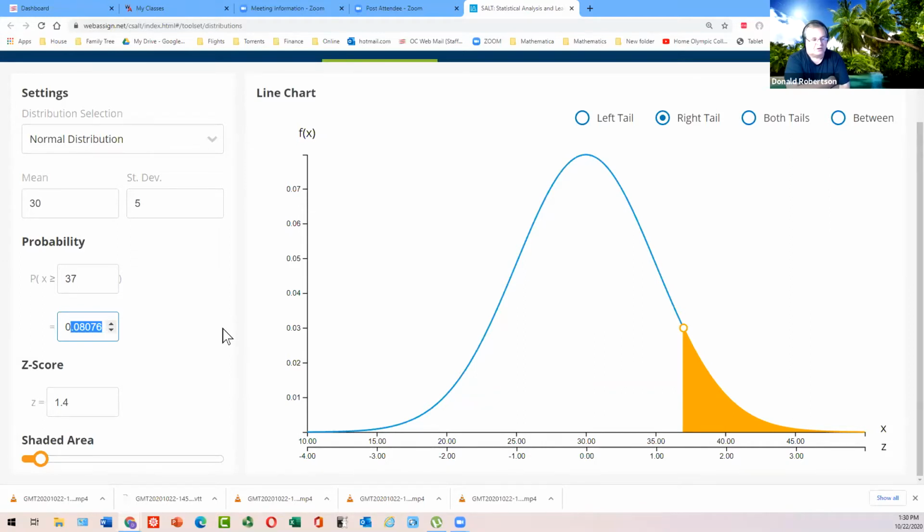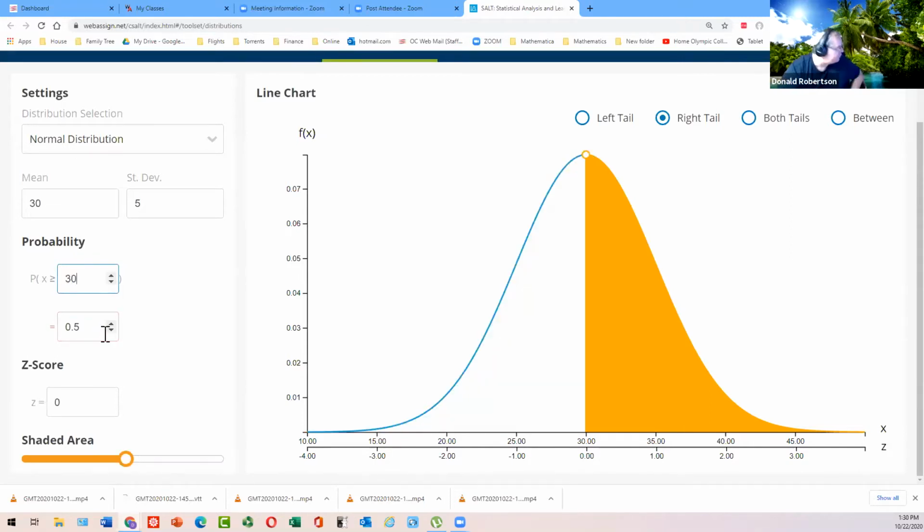That makes sense? Okay, what percentage of the class are going to get the average or bigger? Can you see the picture? And the answer is exactly what you thought it would be, isn't it? 50%. Yeah.